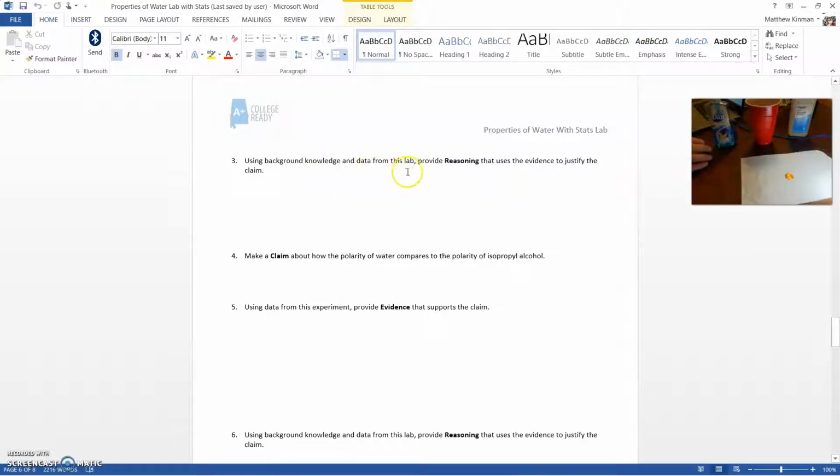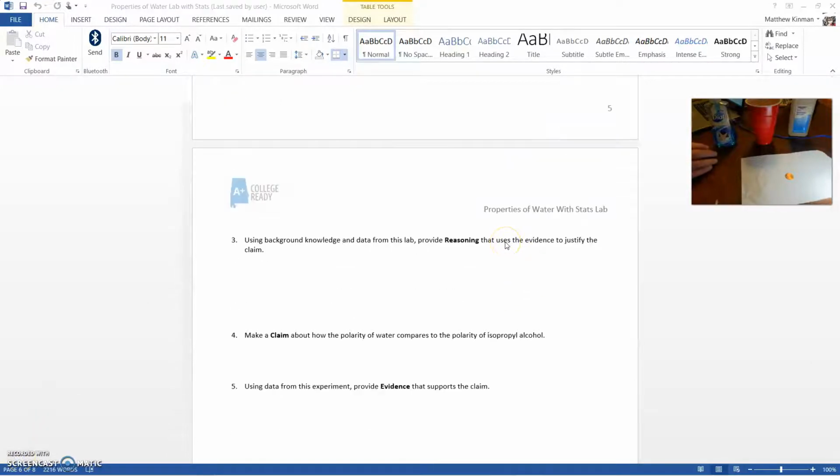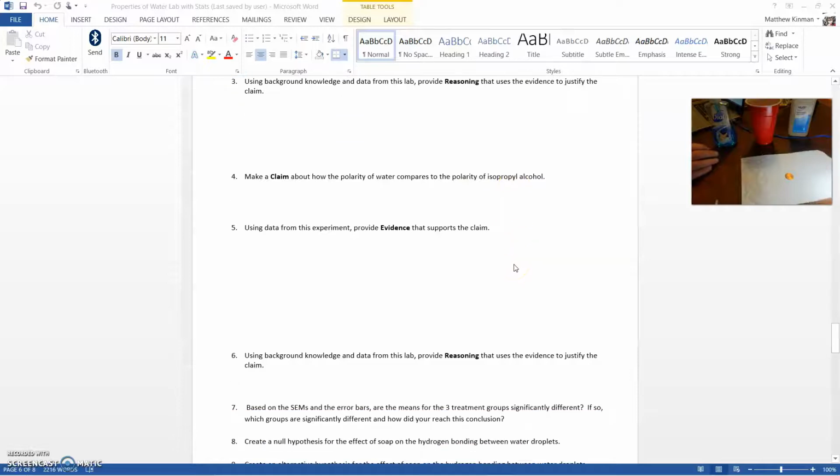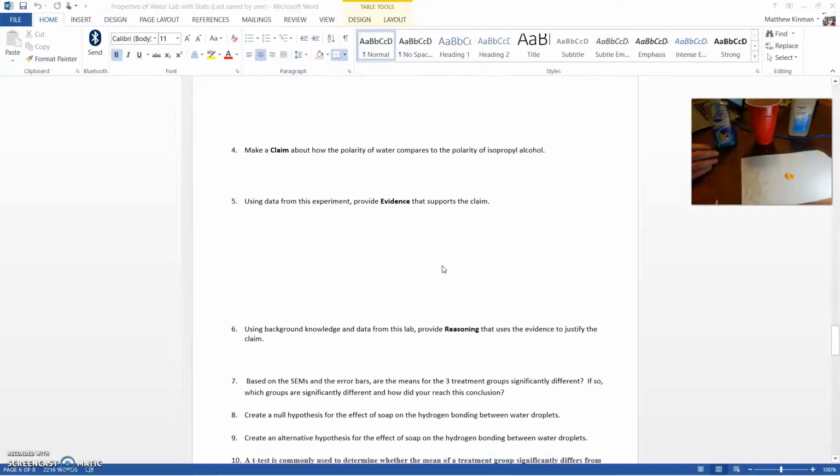Using background knowledge from this lab, provide reasoning that uses the evidence to justify the claim. So this is what science is all about, using evidence from your experiment to justify your reasoning. And then it goes on to ask about polarity. Make a claim to compare the polarity of water to the polarity of isopropyl alcohol, and then provide evidence that supports that claim. Again, that's what science is all about, providing evidence to support claims, not just making completely opinionated claims.